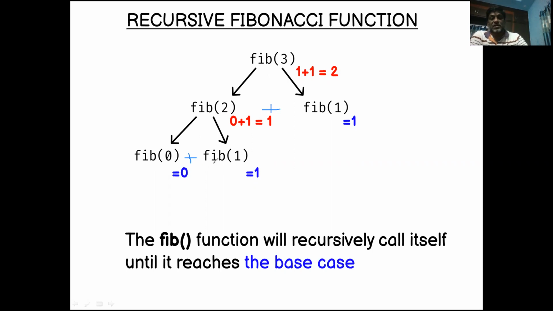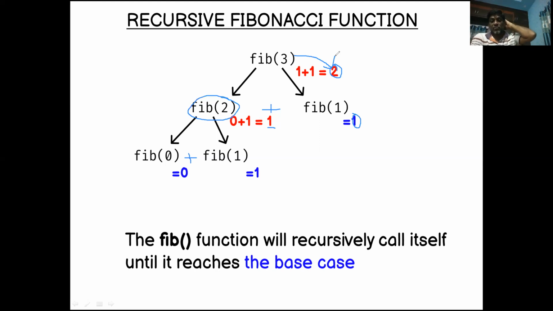Now fib of 1 is equal to 1. We know that fib of 0 is equal to 0. 0 plus 1 is going to be the result of fib of 2. So 0 plus 1 is equal to 1. And as we calculated, fib of 1 is always returned as 1. That is the base case. So once this is 1 plus this is 1, 1 plus 1 is going to be 2. So the value of fib of 3 is 2. That is how it calculates.